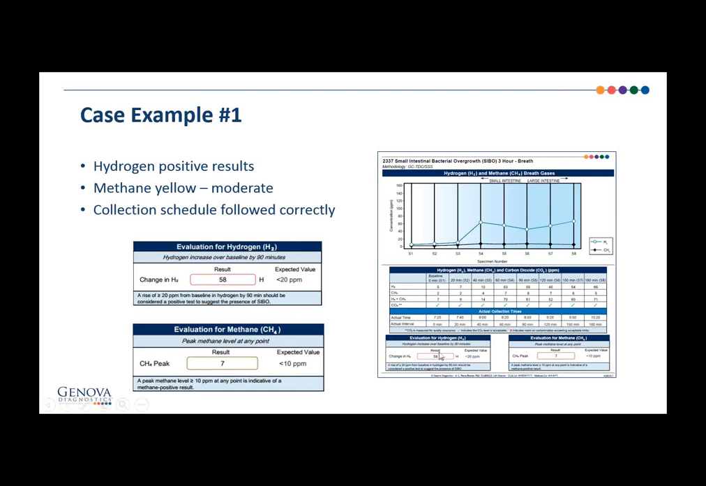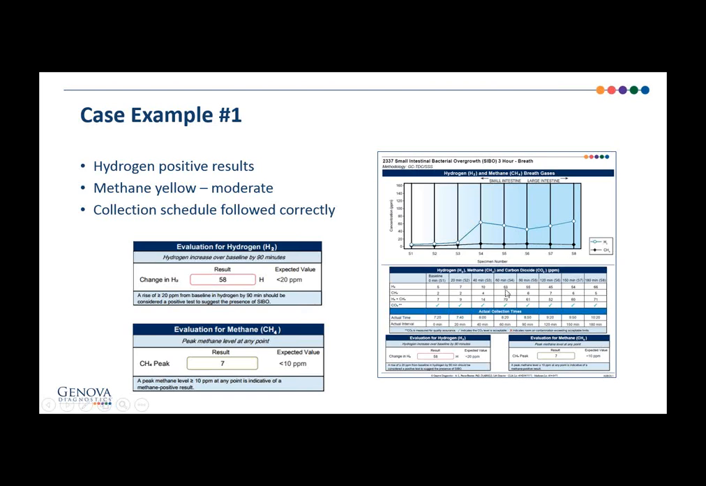And then the evaluation for hydrogen, so the change in hydrogen was 58. So remember, the definition is the increase over baseline by 90 minutes. So if we look at the hydrogen line here in the chart, we see all these numbers. And what we're looking for is the highest number in the first 90 minutes of the test. And so the highest number along this line here actually occurred at sample 4, which was the 60-minute sample.